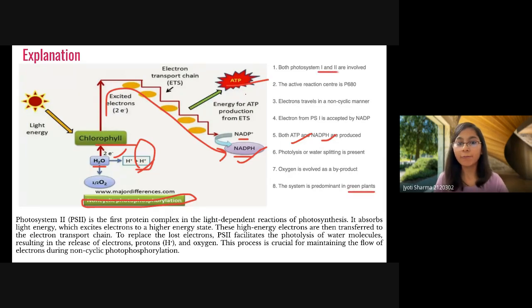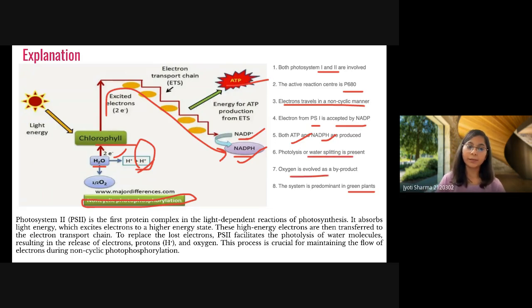And here we do have both photosystem 1 and 2. Activation reaction center is P680. So the sunlight wavelength will be 680 nanometer. Here the electron travels in non-cyclic manner. We already have learned this. And electron from photosystem 1 is accepted by an ADP. We already have learned here. And then there is the splitting of water, and oxygen will be involved as a byproduct. And already we have talked about another thing.